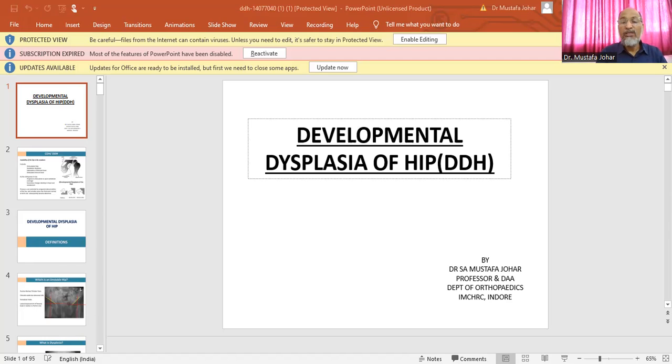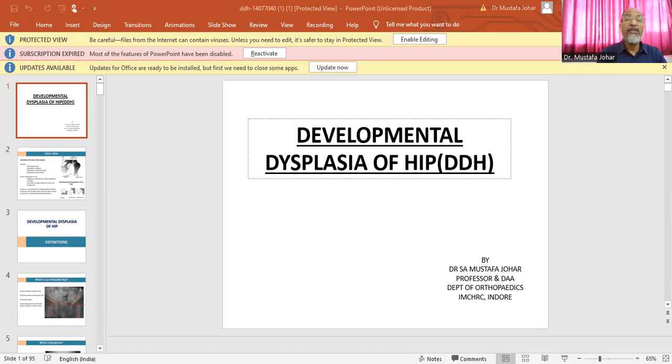So you can see here in the figures that one head is looking normal and almost congruent with the acetabular cavity. In the second, you have a dysplastic hip where the slope of the acetabulum is very shallow, not deep enough to cover the whole of the articular surface of the femoral head. And in the dislocated hip, you can see the acetabular cavity, and the head is just lying outside the acetabulum. So this is the thing.